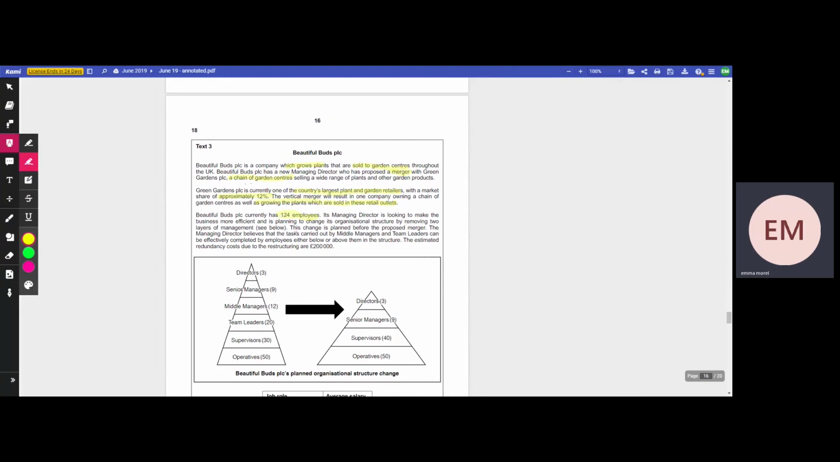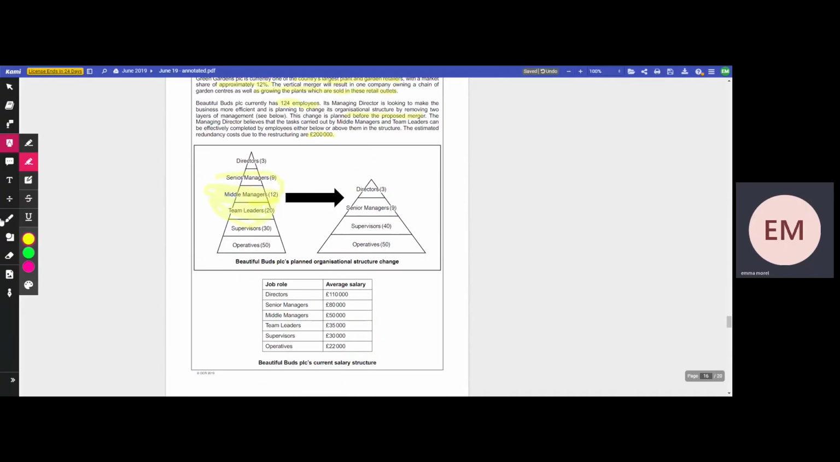It's looking to make the business more efficient and planning to change organisational structure by removing 2 layers of management. So we can see that here. Oh, sorry, so it's not senior managers. It's these 2 here. They are going. You can see that here. So we've still got directors and senior managers. We've gone from 30 supervisors to 40 supervisors, and the operatives stay the same. Changes planned before the proposed merger. The MD believes that the task carried out by middle managers and team leaders can effectively be completed by employees either above or below them. The estimated redundancy costs are going to be £200,000. So that's all quite important stuff. I'll come back to that in a bit.